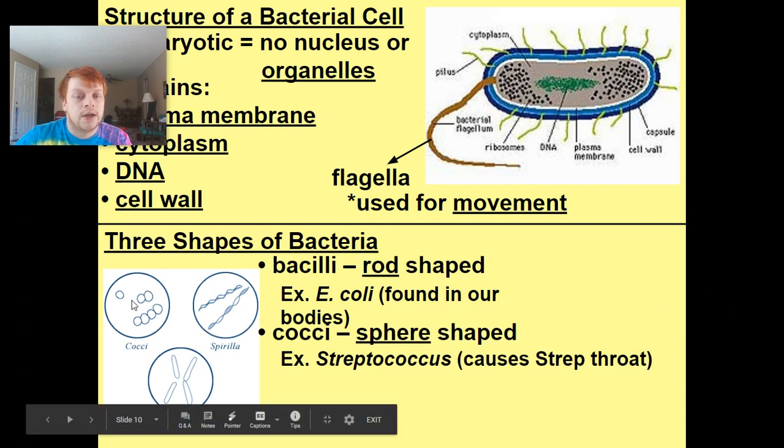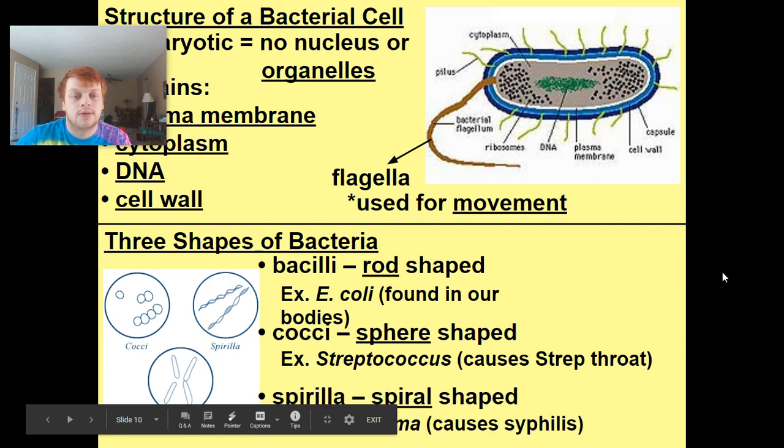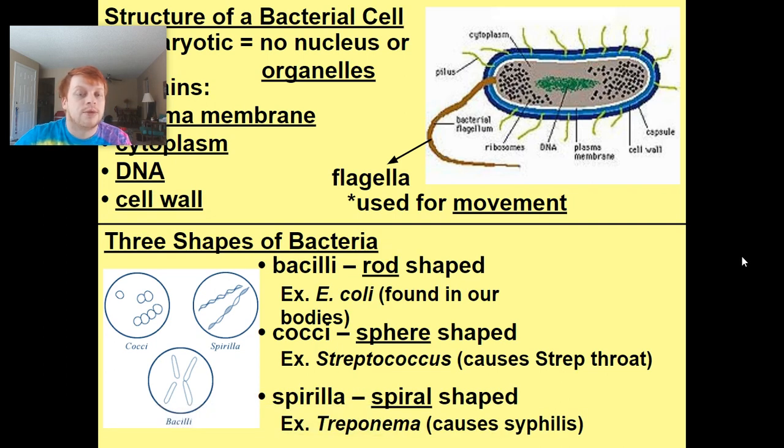The coci right here are spherical or rounded. One example of that would be streptococcus, which causes strep throat. And then you have spirilla, which are spiral shaped. An example would be treponema, which is the bacteria that causes syphilis.